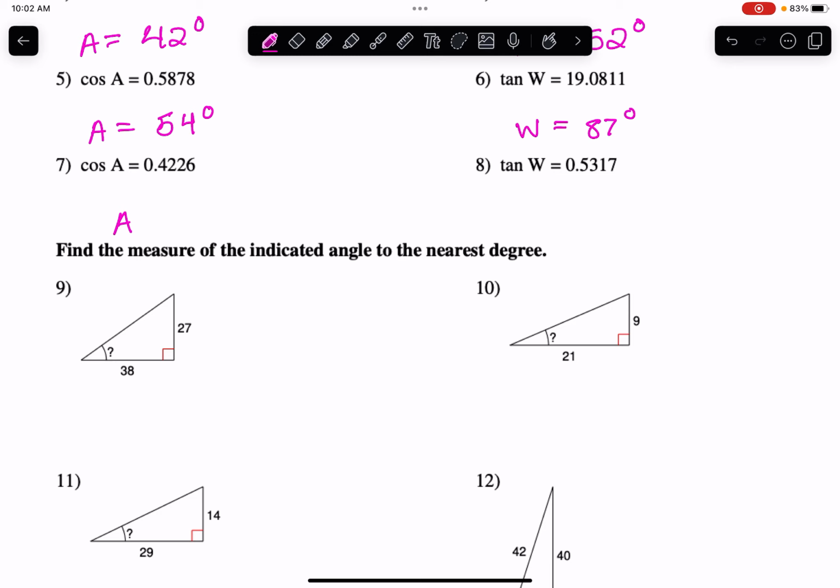So originally we have cosine, so we're going to do the inverse to both sides. A turns into itself. And we're going to do inverse cosine of 0.4226, which gives us 65 degrees. And then we have w, which has tan, so we're doing inverse of tan of 0.5317, which gives us 28 degrees.